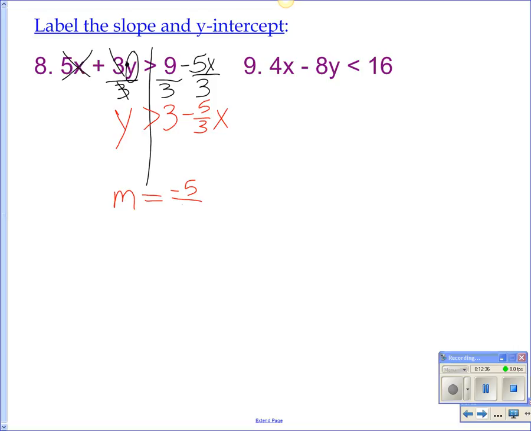Very good. Chuck, what's your b? Very good. M is always beside the x. M is always beside the x.